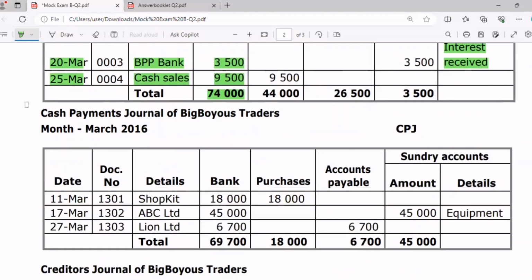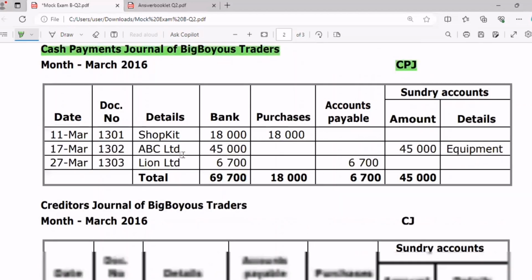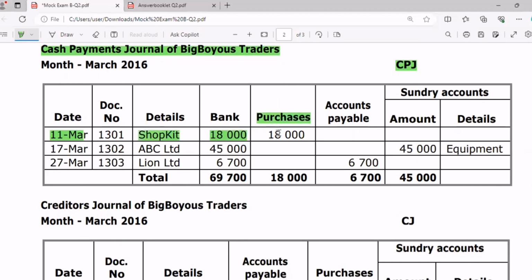Another journal that is given is the cash payment journal. In the CPJ, we record all the payments that were made by the business. On the 11th of March, we made a payment of 18,000 to Shop Kits. This relates to purchases. We were purchasing some items and we paid 18,000 cash.